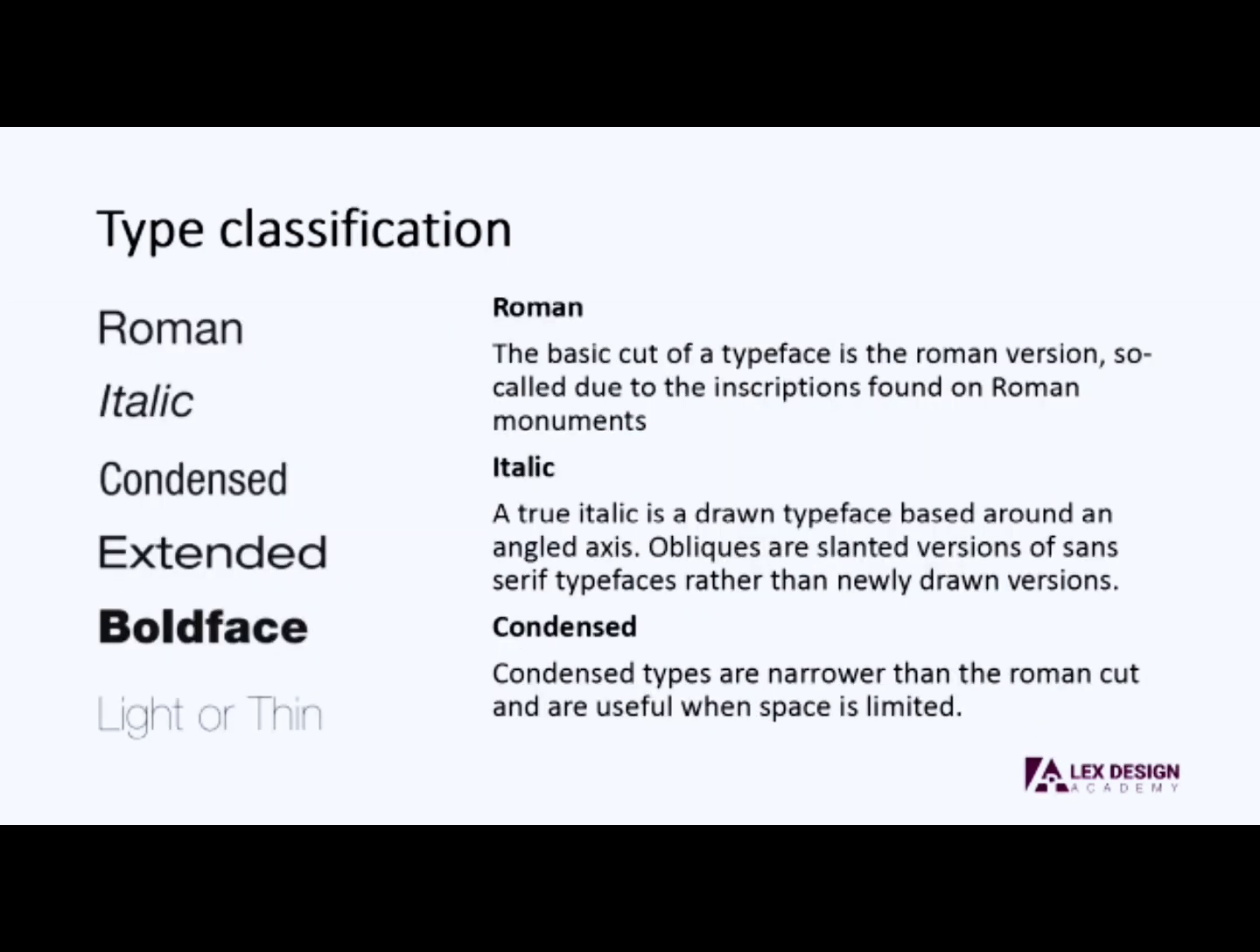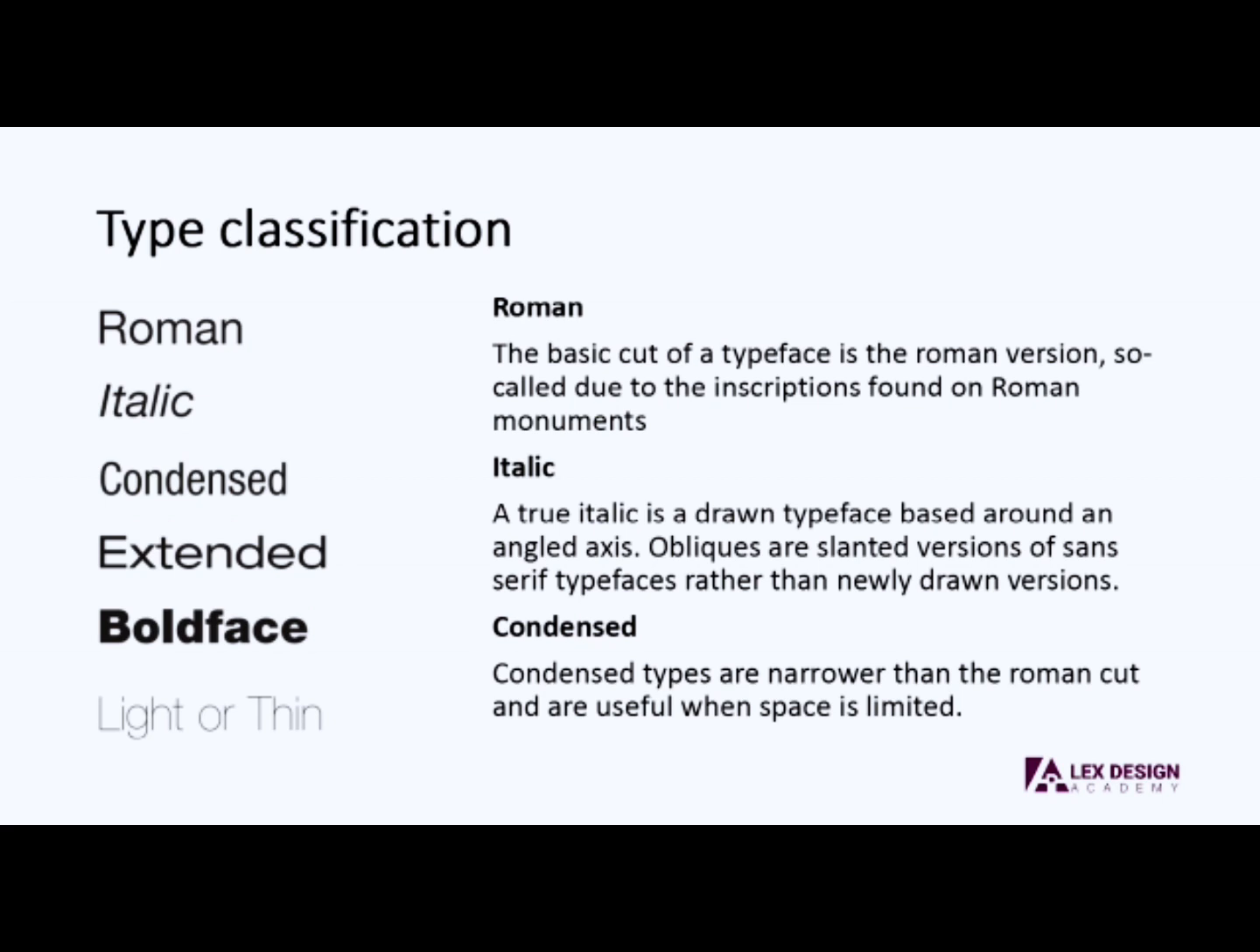Now typefaces. We talked about how fonts are different from typefaces, right? We talked about how the typeface is the tree and fonts are the branches or sub branches of the tree. So let's say Arial is the tree. Now Roman, italic, condensed, extended, boldface, light or thin, these are the fonts under Arial.